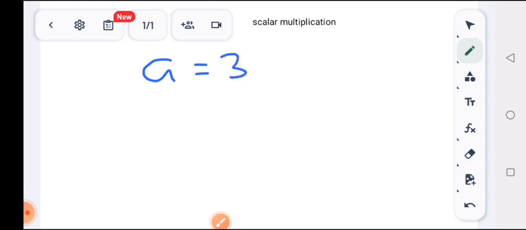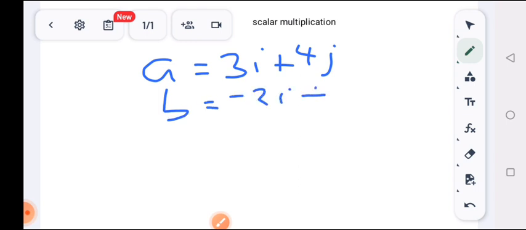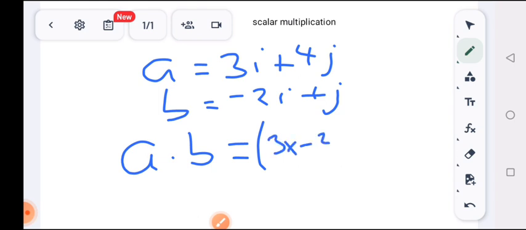3i plus 4j, for example, and I have b to be minus 2i plus j. If I'm asked to find the scalar product of a and b, then the relationship will go like this. Your scalar product will be taking the values of the x component, which is 3 and minus 2, multiplying them together. So I'll be having 3 times minus 2, okay? Then I'll be adding it to the product of the vertical component, which is 4 and 1.